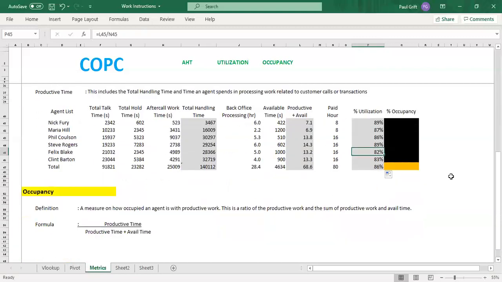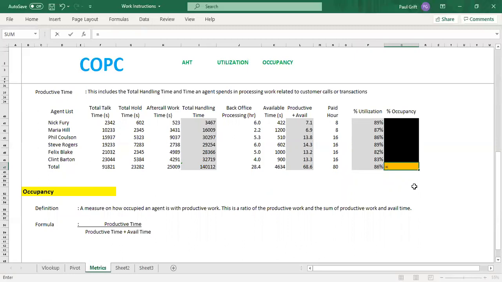Okay, now let's go to occupancy. Occupancy, by definition, is a measure of how occupied an agent is with productive work. This is a ratio of the productive work and the sum of the productive work and avail time. In formula terms, that's productive time over productive time plus avail time. Now, we don't normally measure occupancy on a per agent basis. We do this to measure the efficiency of a certain campaign or a certain LOB, or shall we say a certain trunk.